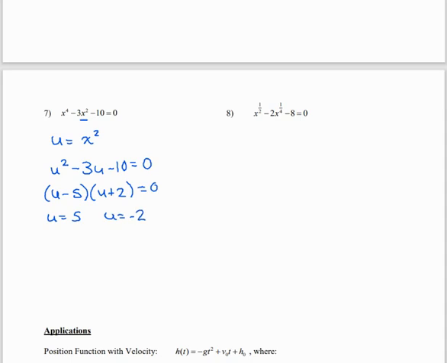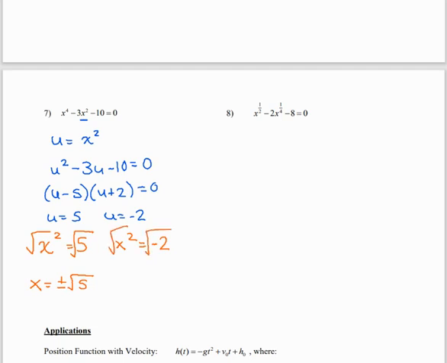However, remember, those are your answers for u. We still need to know x. So now comes that substitution part again. I go back in and where I see a u, I put x squared. And so now I solve that. Well, how do I undo this? We take a square root. Remember, when you take a square root, you get the plus or minus. I can't simplify root 5, so I just get plus or minus root 5.